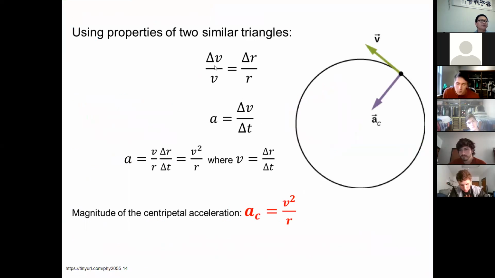So as I mentioned, you can write delta v, just the magnitude without an arrow, over v equals delta r over r. Okay, so from the two similar triangles, and as acceleration is defined as delta v over delta t, you can take a look at this. On the first equation here, at the top of the slide, you can divide both sides by delta t. Okay, and then let me show you on the paper here. Maybe easier to show you the algebra on the paper.